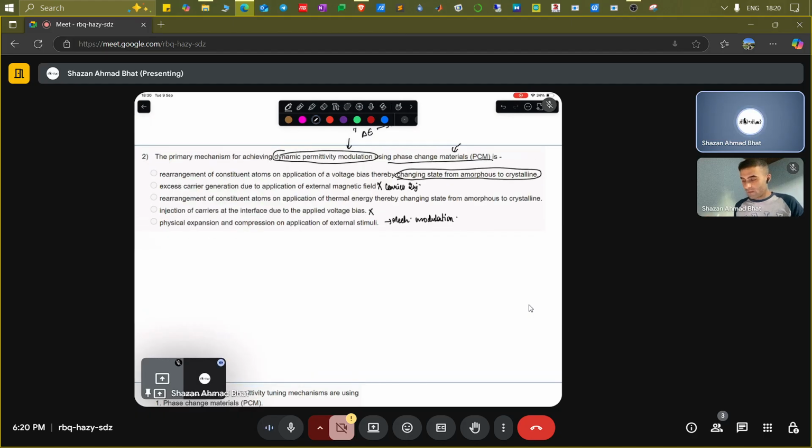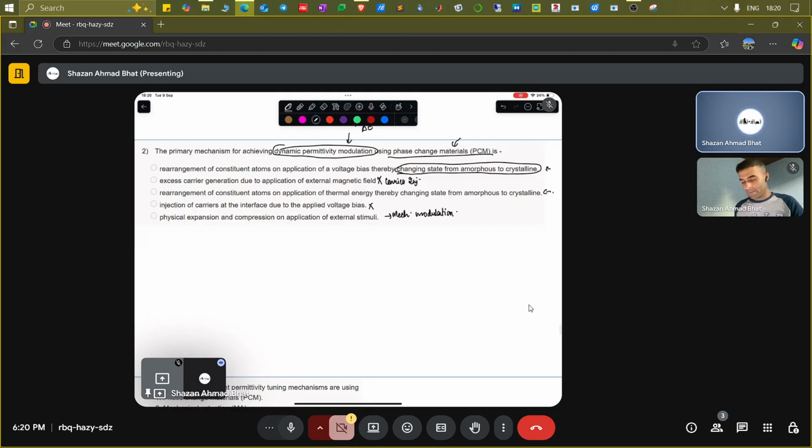So now we have option this and option this. Now we have to see what is basically the fundamental. So rearrangement of constituent atoms on the application of thermal energy, thereby change of the state from amorphous to crystalline. So I guess this should be on the application of the voltage bias. You can change the state from amorphous to crystalline.